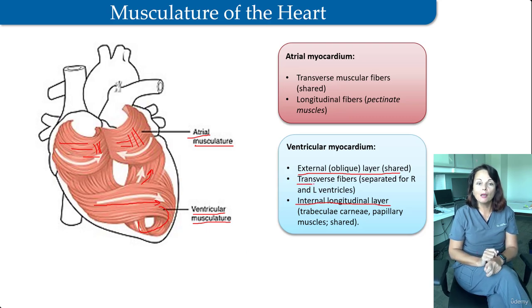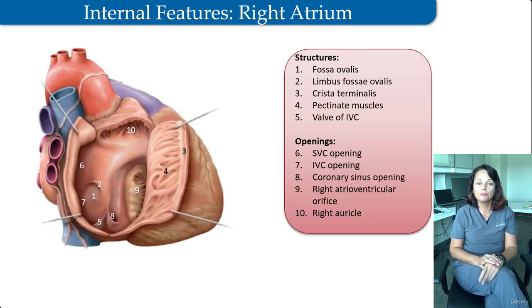The middle layer comprises transverse fibers that enfold each ventricle separately. This layer is the strongest one. Continuous changing of fibers direction provides more effective force application. Now let's review the internal features of the chambers of the heart, one by one.